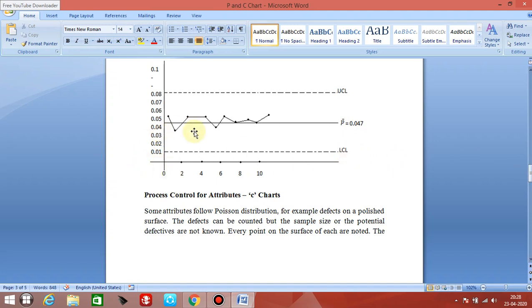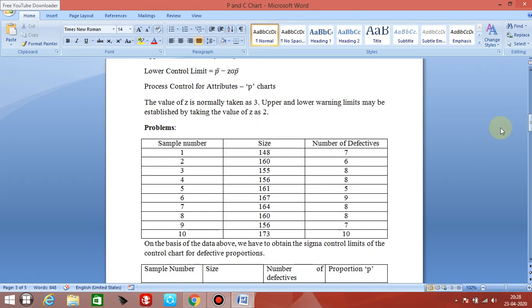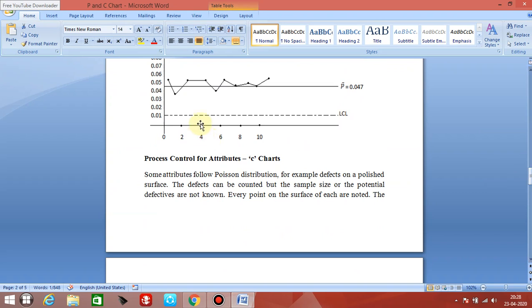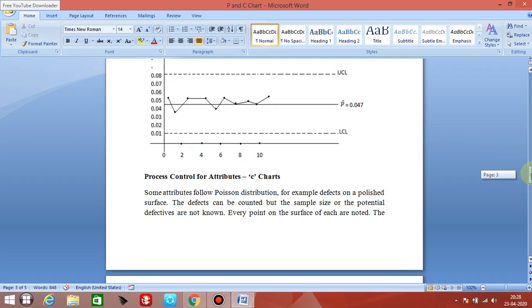Now for the first observation you have to plot first. Let us go to sample 1. In sample 1, what is the proportion of defective? This is the proportion of defective, that is 0.047. So you have to plot that here. It will be in the central line. This P bar is the central line. Here itself will be the dot. So 0.047 is the first one, so it will be on the central line.